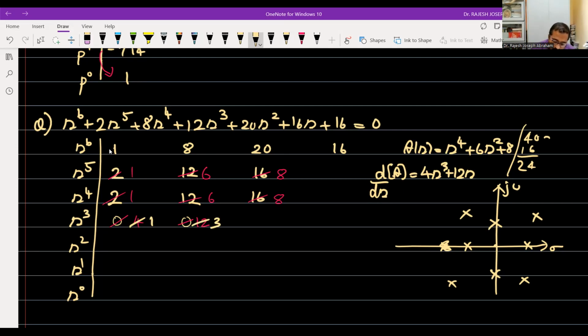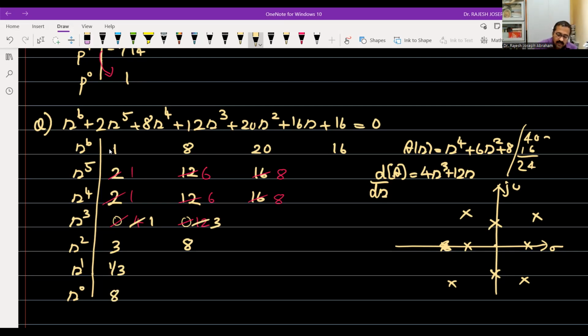Okay. Now what will be the next row? 1 into 6, 6 minus 1 into 3, 3 divided by 1. So it will be 3. What will be the next one? 1 into 8, 8 minus 0 divided by 1. That means 8. Okay. Then what will be the next thing? 3 into 3, 9 minus 8 by 3. That means 1 by 3. And lastly, it will be 8.